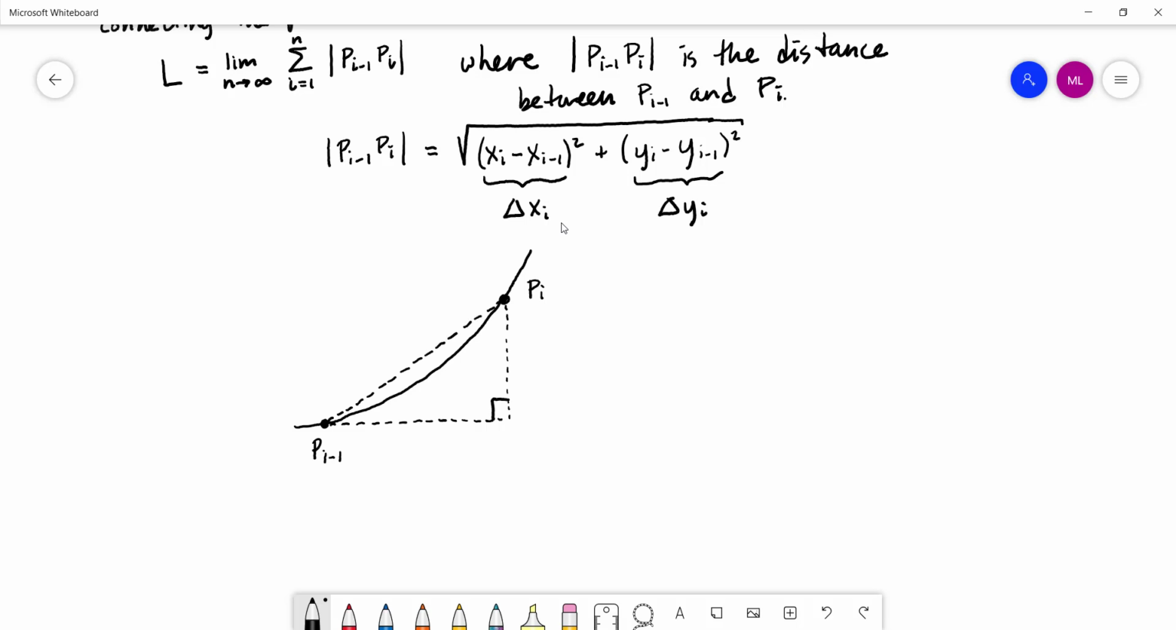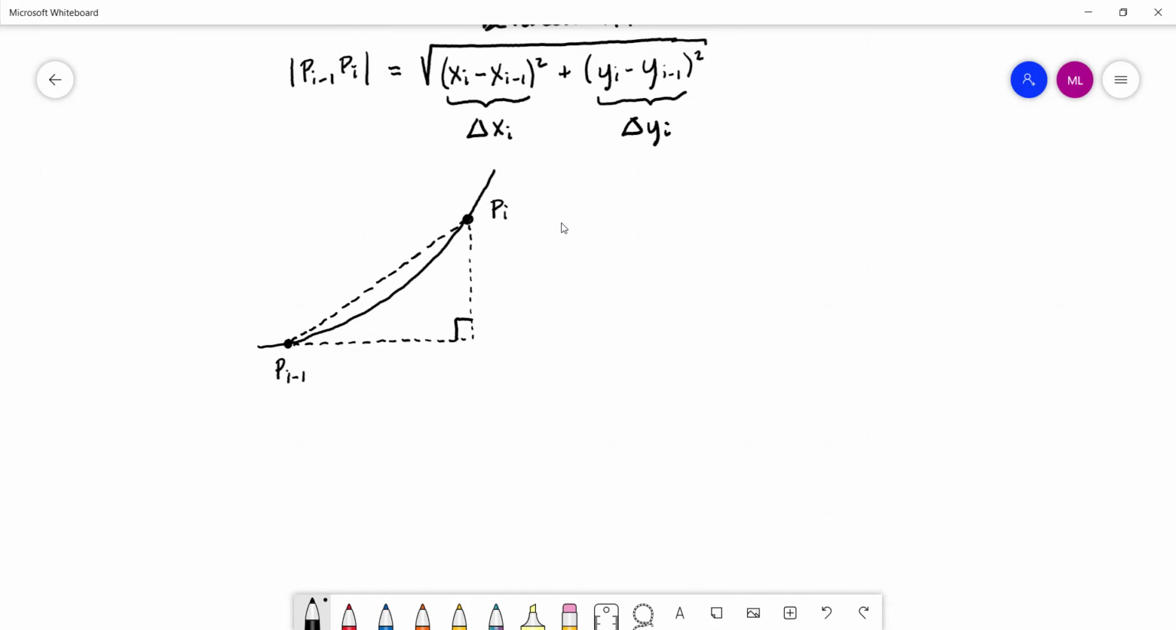So there's the right triangle. This distance right here is the difference between the two y values, so this is what we're calling the delta y sub i. And this distance here is what we're calling the delta x sub i values. And the hypotenuse is the length that we just found. So this hypotenuse, just keep it in mind, it's p sub i minus 1, p sub i.